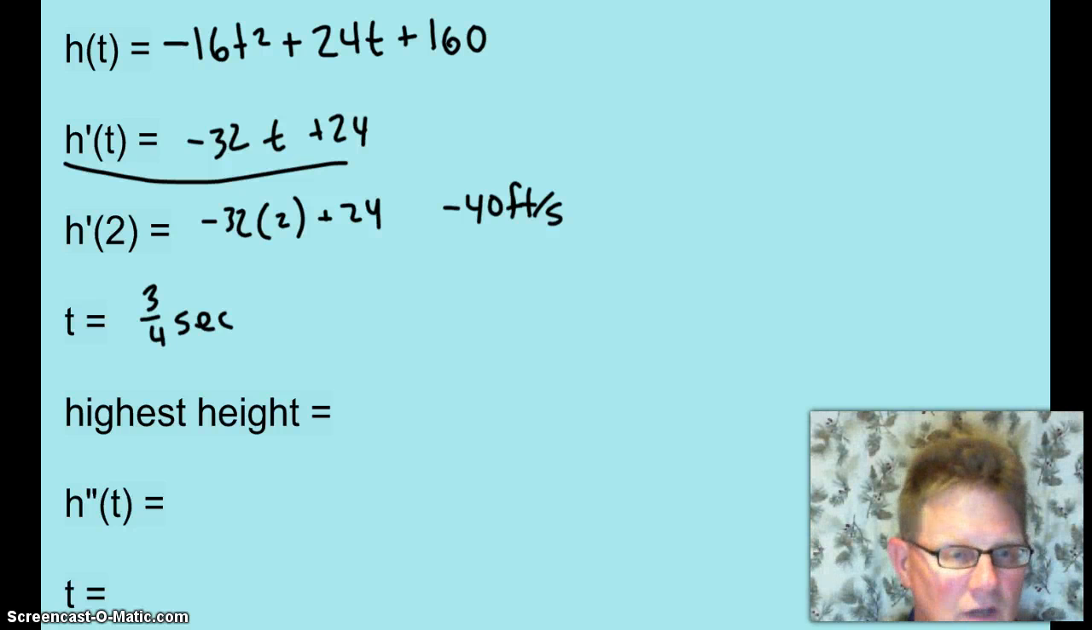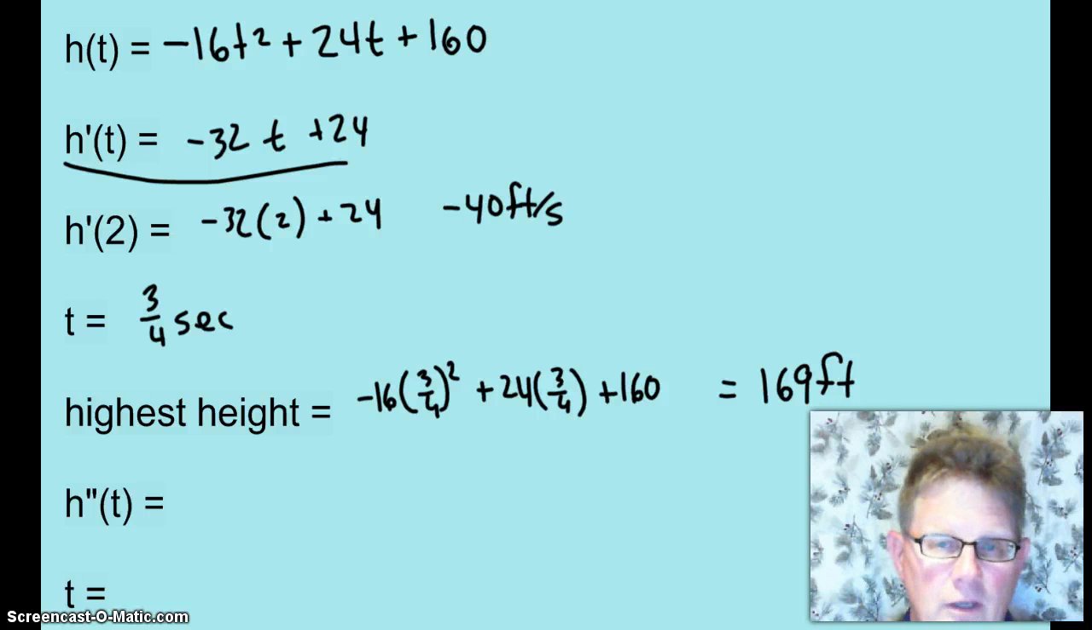What was the highest height it attained? Well, that's when the velocity is at 0. So put 3/4 of a second back into the original function. So its highest height was 169 feet when you replace 3/4 in. And then h double prime, go ahead and take the derivative of the first derivative. The acceleration function is negative 32 feet per second squared. To find the time when it hits the ground, set the original function equal to 0 and solve that quadratic. This concludes lesson 5.